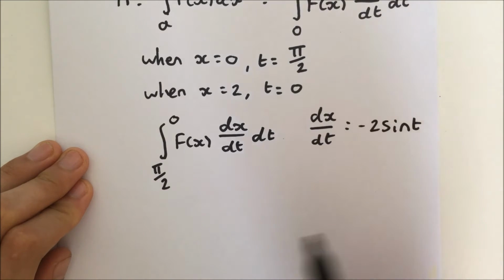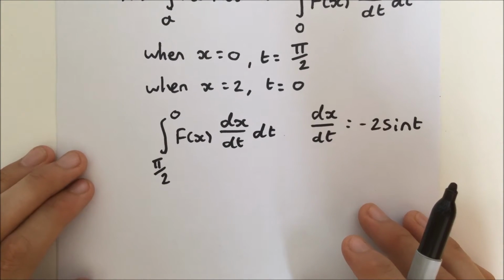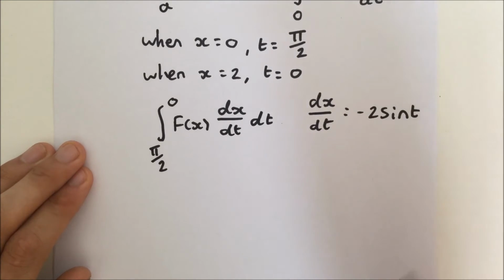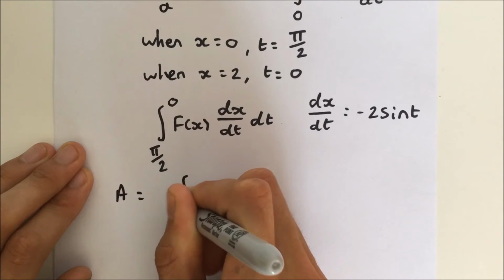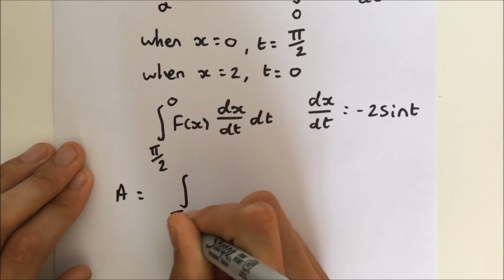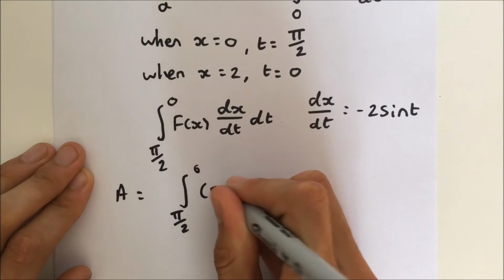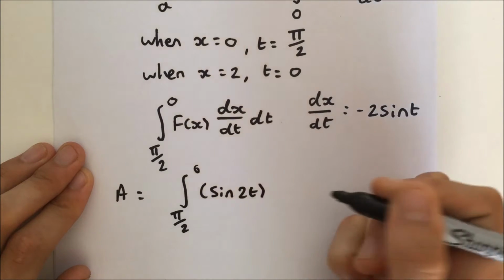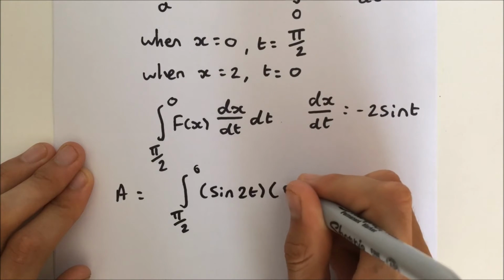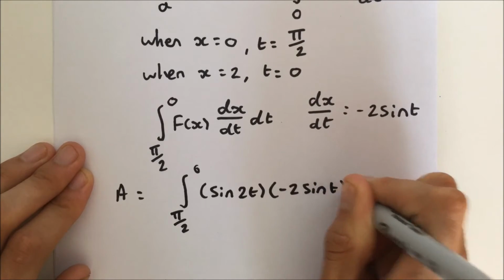And of course we have f of x, which is sine of 2t anyway, so we don't have to do anything with that. So our completed form is that the area is equal to the integral from pi upon 2 to 0 of sine of 2t, which is f of x or y, multiplied by the derivative with respect to t of x, dt.